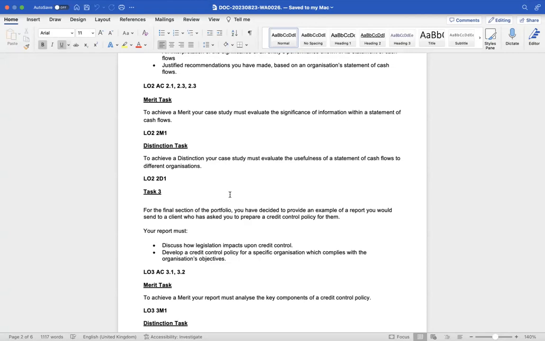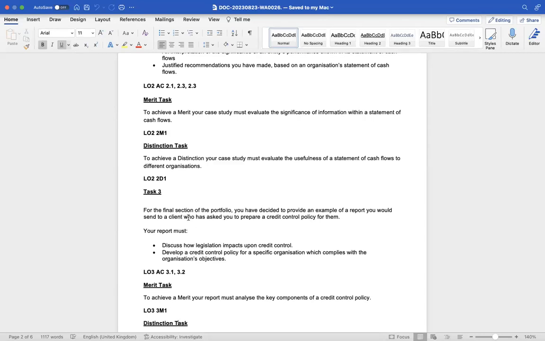First of all, you need to explain how legislation impacts credit control. Discuss relevant laws related to credit terms, debt collections, and late payment penalties. Highlight the legal framework that organizations must consider when developing credit control policies.